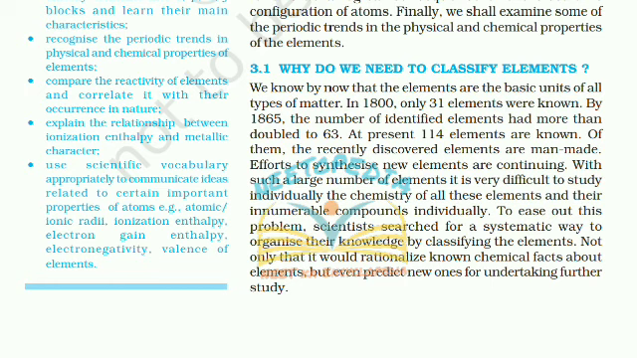With such a large number of elements, it is difficult to study individually the chemistry of all these elements and their innumerable compounds. To ease out this problem, scientists searched for a systematic way to organize their knowledge by classifying the elements. Not only would it rationalize known chemical facts about the elements, but even predict new ones for undertaking further study.